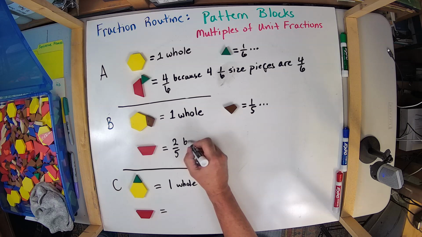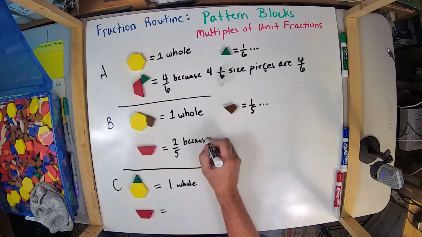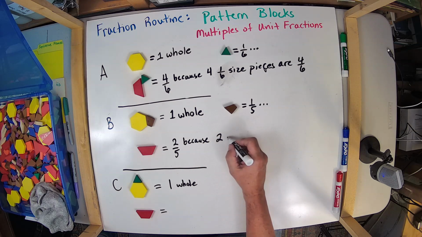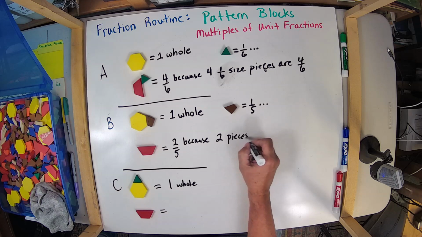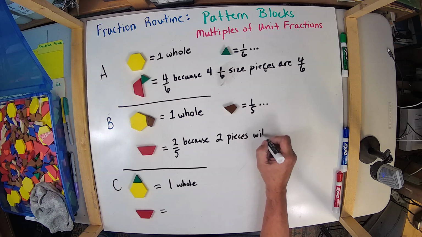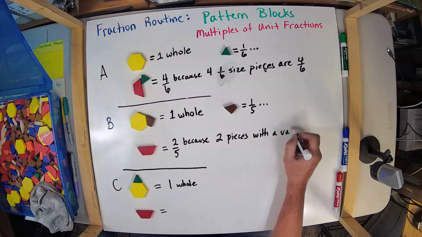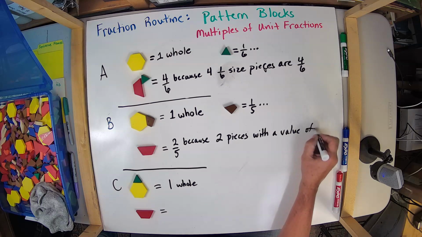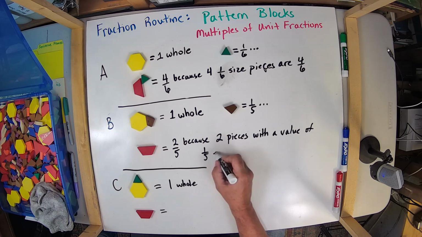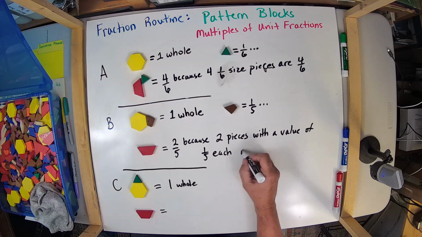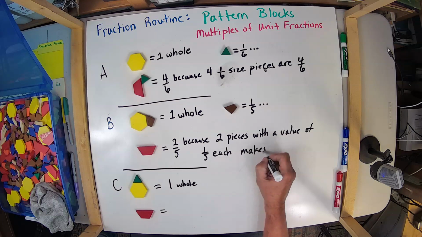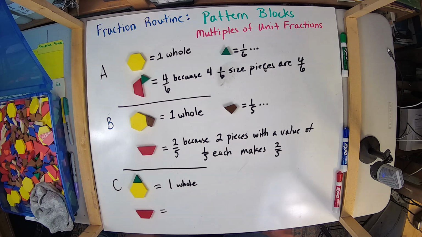And then I want to say because 2 pieces with a value of 1/5 each makes 2/5. That's how you want them to think.